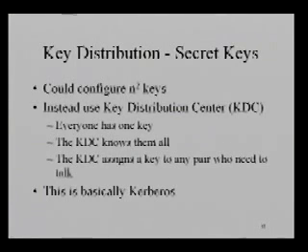In Microsoft terms, it's called a domain controller. But it's a magic box that knows a secret for each user, and each user only needs to know one secret, which is the secret that they share with the KDC. And this is basically how Kerberos works. So the KDC knows that Alice's secret is K sub A, and Alice knows that her secret is K sub A. And this is great.